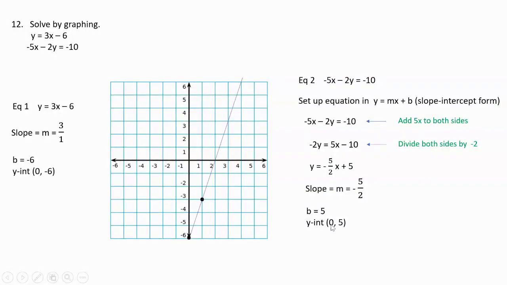So here, this is my starting point. My b is my starting point. So we're going to start at (0, 5), which is up here. Then the -5/2 means that I'm going to go down 5, 1, 2, 3, 4, 5, and 2 to the right, 1, 2. Then we connect them. So there's my answer. Where do the two lines intersect? At the point (2, 0). That's my solution.